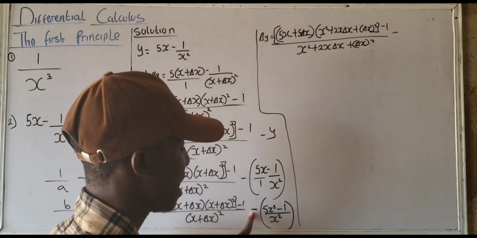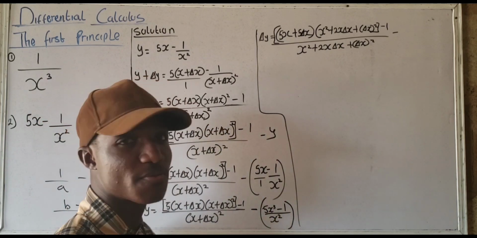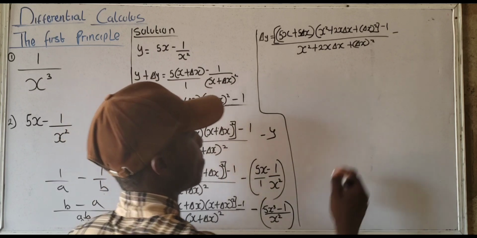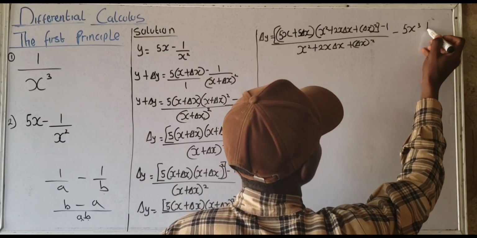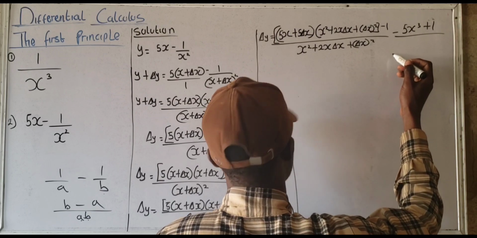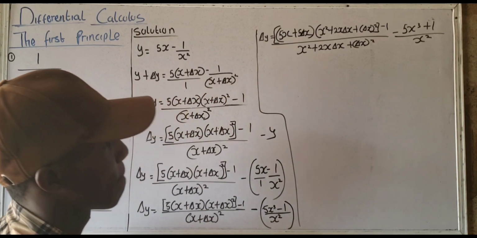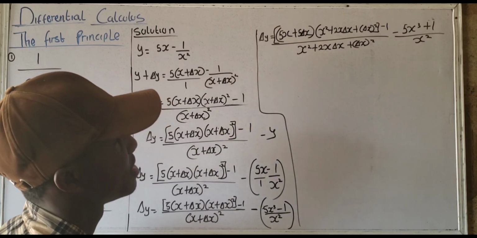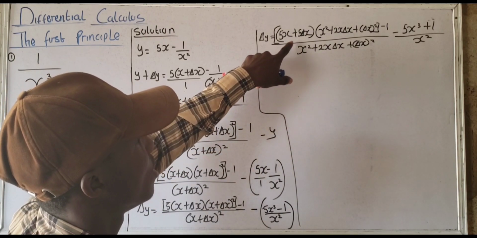Minus 5 multiplied by 5s cubed, that will be what? Negative 5s cubed. So I'm going to have minus 5s cubed plus 1 all over x squared. Okay? Now, the next step is that, okay, let us take the expansion of this.